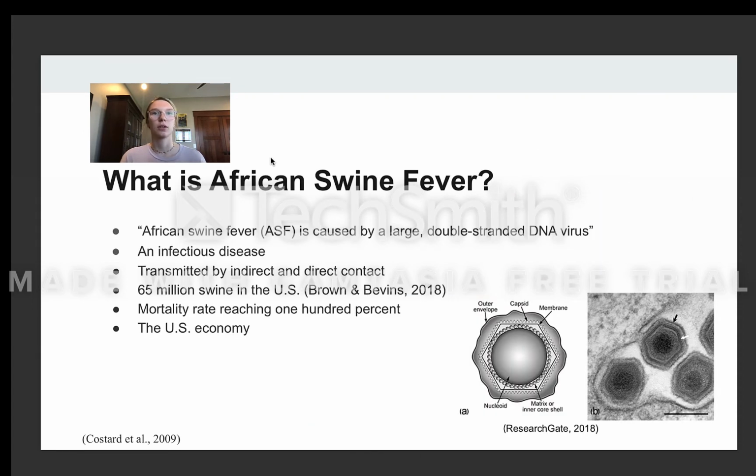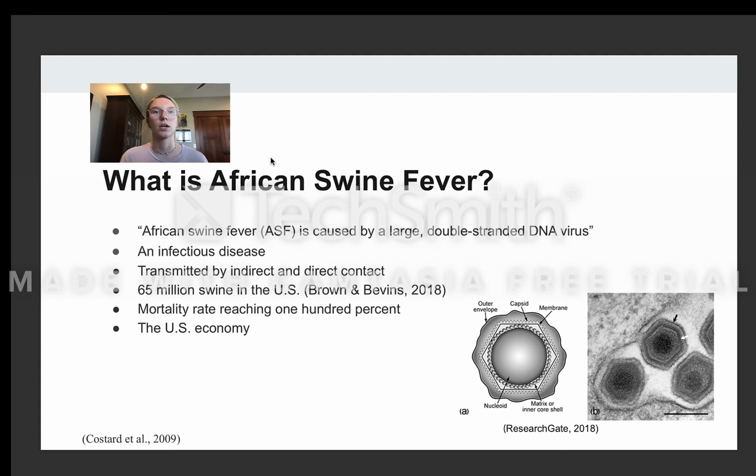African swine fever is caused by a large double-stranded DNA virus. It is an infectious disease that has made its spread all throughout Europe, severely impacting swine producers and their economy. It can spread through direct or indirect contact, which is a major reason the disease spreads like wildfire. With around 65 million swine in the United States, the fever is an issue to all swine producers.